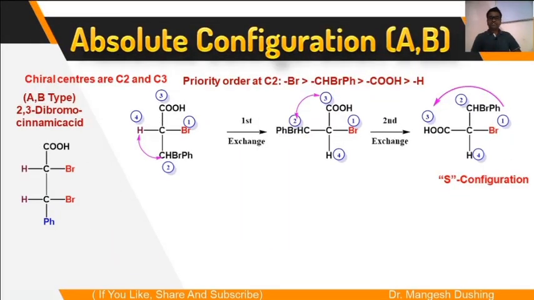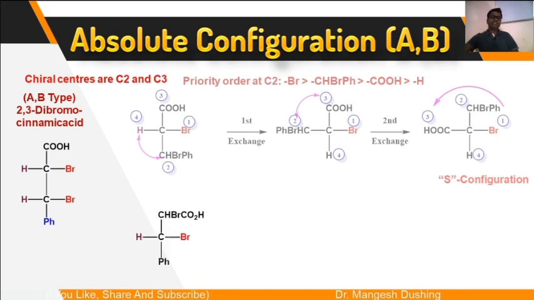Now we will see the absolute configuration at the C3 chiral center. So you have to write like this in a Fischer projection formula. H left hand side, Br right hand side. This above group you have to write like this for the easiness: CHBrCOOH and Ph. Then you have to give the priority. See the first atoms attached to this chiral center: Br, H, carbon and carbon. So Br atomic number is highest, so it will get first priority, and H lowest atomic number, so it will get fourth priority.